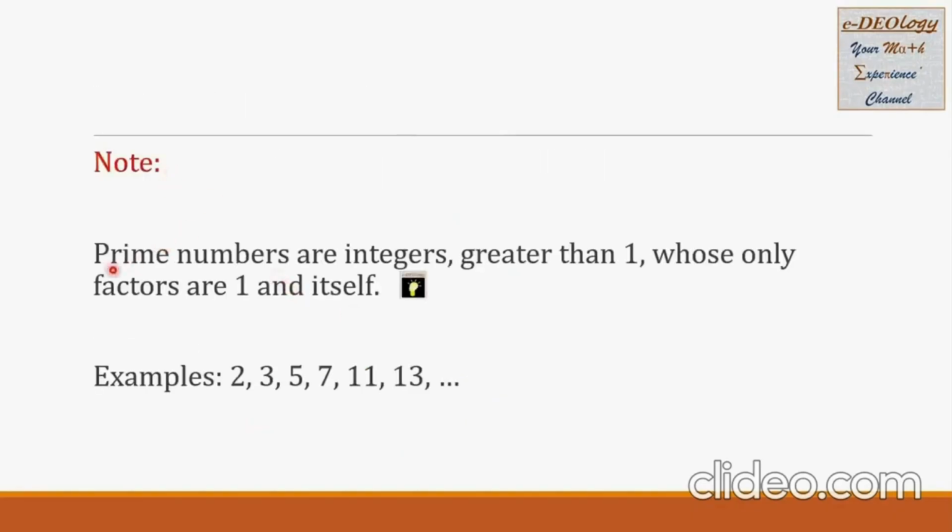Let us note that prime numbers are integers greater than 1 whose only factors are 1 and itself. Examples are 2, 3, 5, 7, 11, 13, and so on.